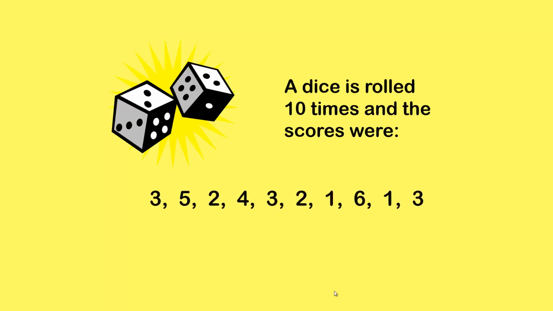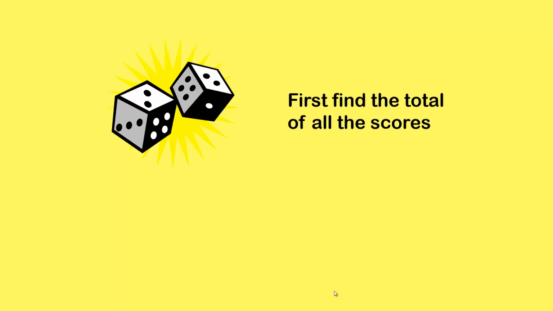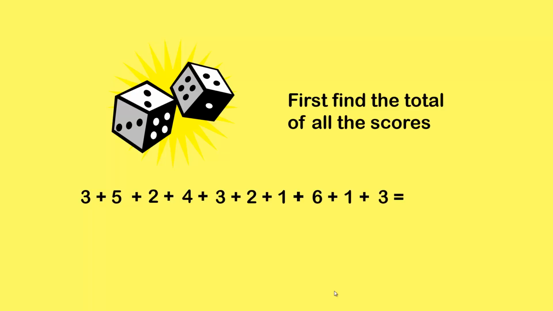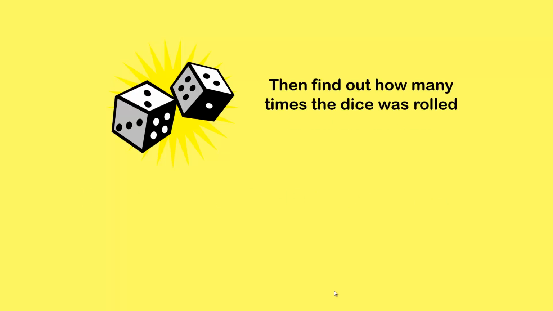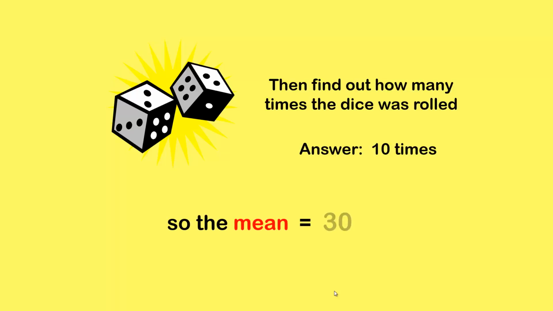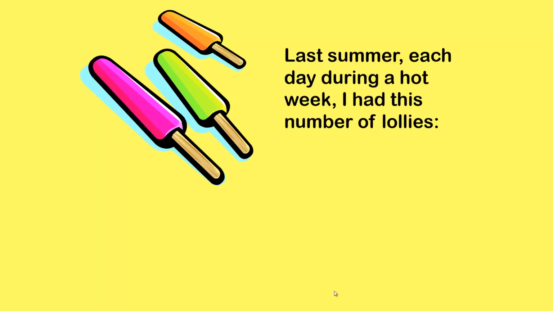We rolled a dice 10 times and that's what we got. Now we want to work out the mean score. Now to do that we need to do two things. First of all, find the total of all the scores. So if we add up all of those, we get a total of 30. Now how many times did we roll the dice? How many numbers did we have? It was 10 times we rolled the dice, so we've got 10 numbers. So the mean is the total, 30, divided by the number of numbers, which is 10. 30 divided by 10 is 3.